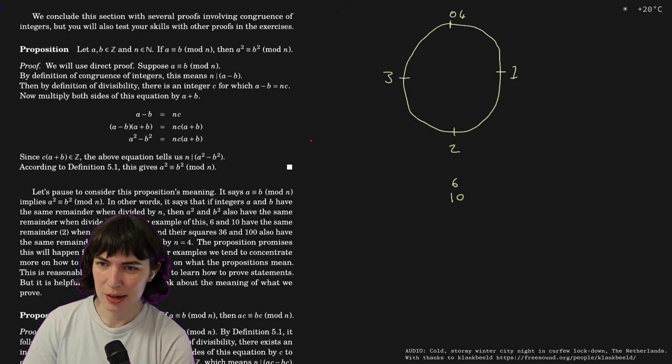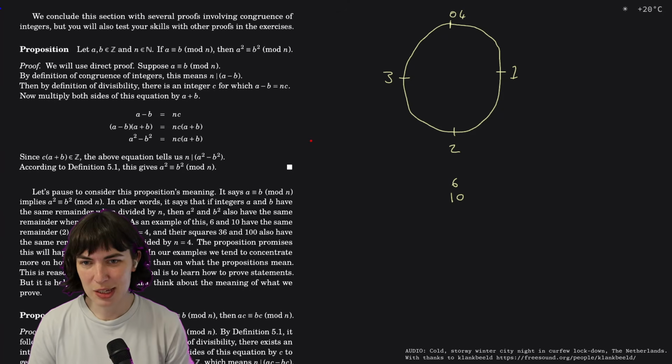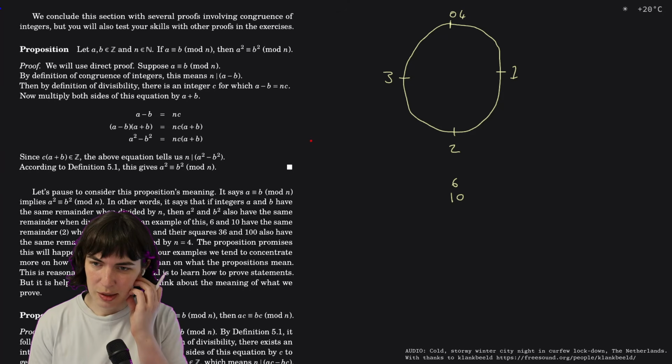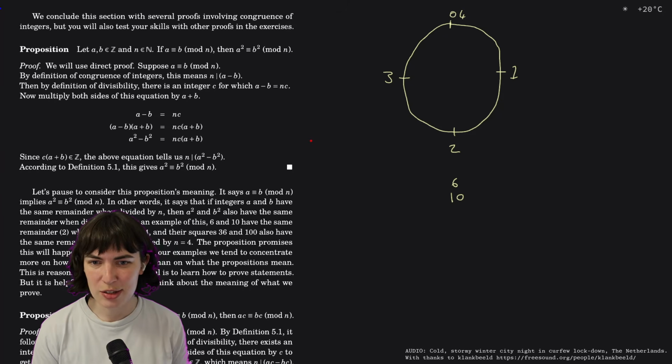Suppose A is congruent to B mod n. By definition of congruence of integers, this means n divides A minus B. Then by definition of divisibility, so we're chaining that on, there is an integer c for which A minus B equals nc. Then multiply both sides of this equation by A plus B. This gets us A squared minus B squared equals nc multiplied by A plus B. Since c times A plus B is an integer, the above equation tells us that n divides A squared minus B squared.